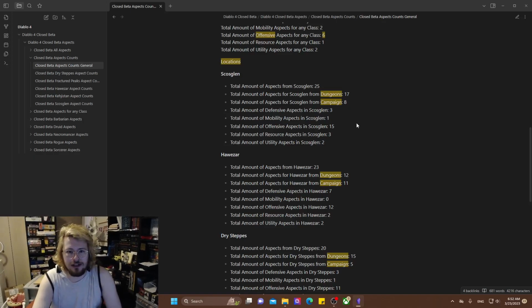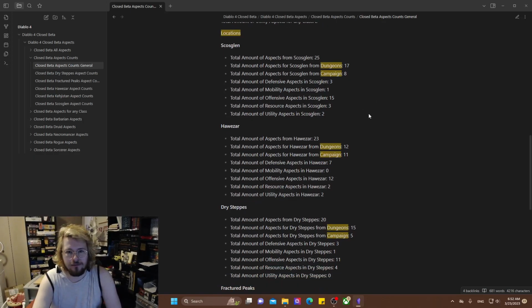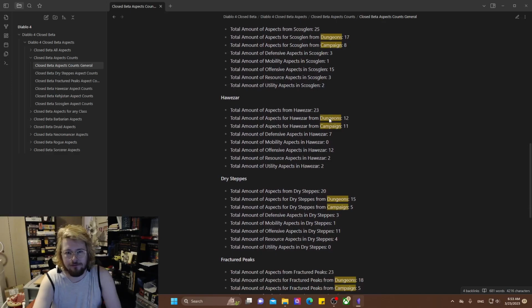So Skosglin has 25 total aspects in that territory. 17 are from dungeons and 8 are from the campaign. There's 3 defensive aspects in Skosglin, 1 mobility aspect, 15 offensive aspects, 3 resource aspects, and 2 utility aspects.